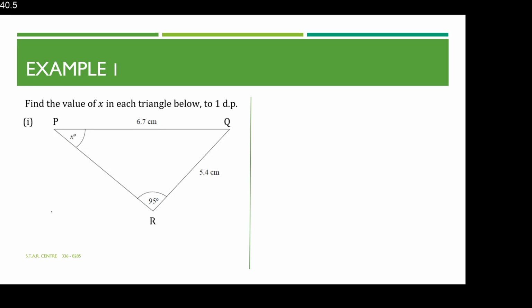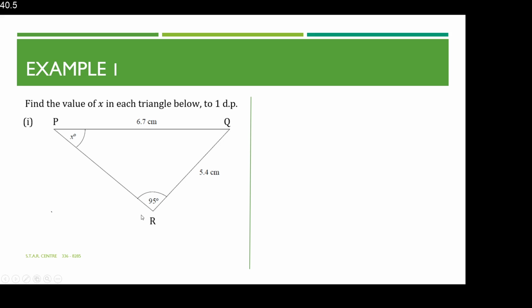Example 1, find the value of x in each triangle below to 1 decimal place. So part 1, this is our angle x. We have triangle PQR. So this is angle P. This is a side opposite. So this would be the side p. Here is angle R. The side opposite that would be the side r. Now we do not have angle Q and we do not know the side opposite Q. So therefore, for our sine rule, the letters that are relevant, the sides that are relevant would be p and r.